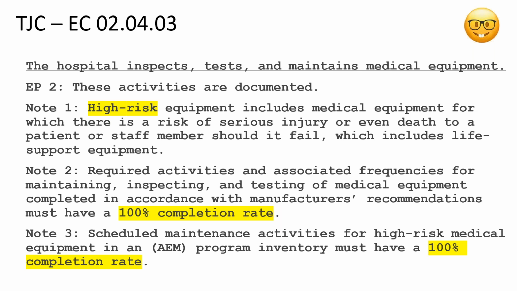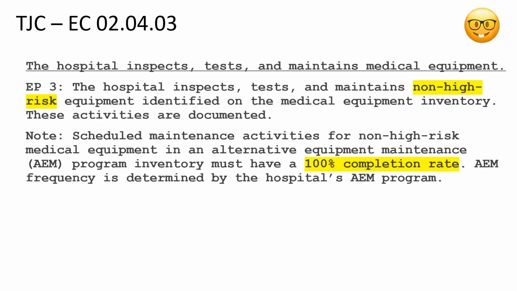But you also have to have 100%. So 100%, 100%. EP3 is for non-high risk, and non-high risk is also 100%. So if you're going through and looking at how to manage what's high risk and non-high risk, yes, you have to go through that process, but you still have to complete 100% of it. So two EPs call that out, and they're very specific on what that means. That's the trick with this, and that's one of the takeaways we're going to cover from here.